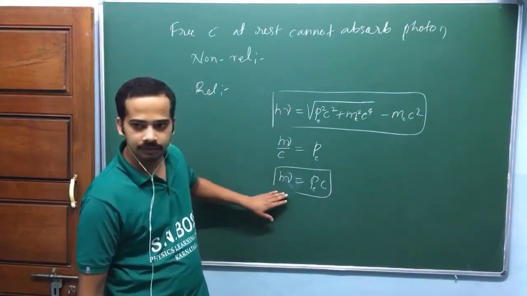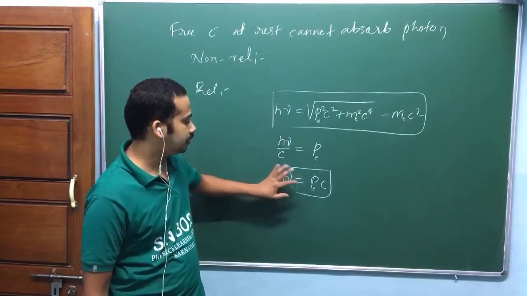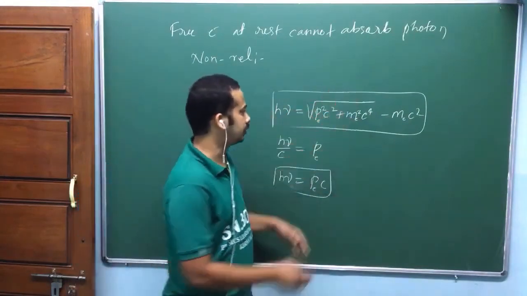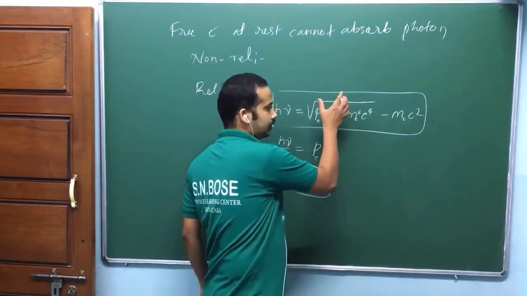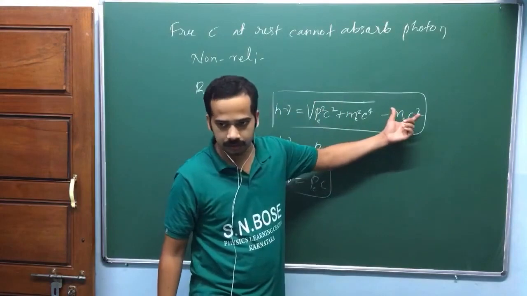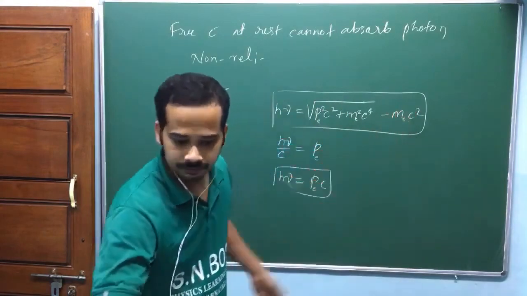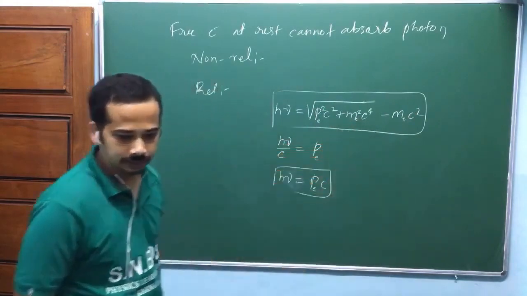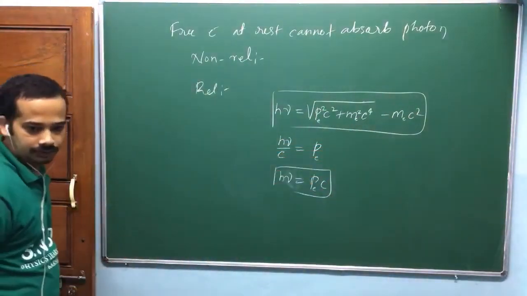Are you getting my point? From momentum conservation you got one equation. From energy conservation you got this: the total relativistic energy of the free electron, subtracted with the rest mass energy, which is the relativistic kinetic energy. We write it like this. I'll come to that point later, or we will discuss it again.